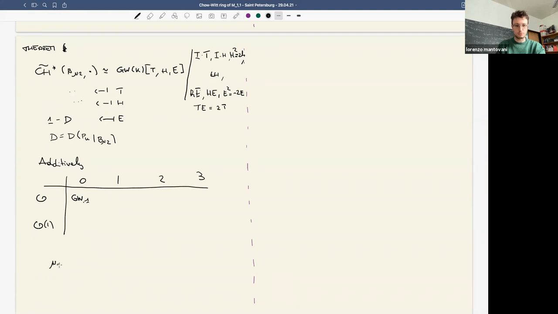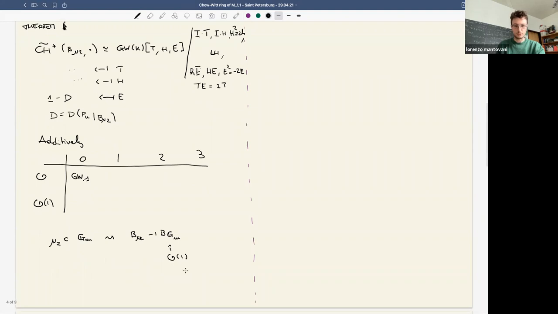So BMU2, let's say mu2 is inside GM, and this gives you a map of classifying spaces. There is an O1 there that you can pull back, and that pullback of O1, which is a generator of the Picard group of BGM, pulls back to a generator of the Picard group of BMU2. So this generates it, pulled back along this map I.